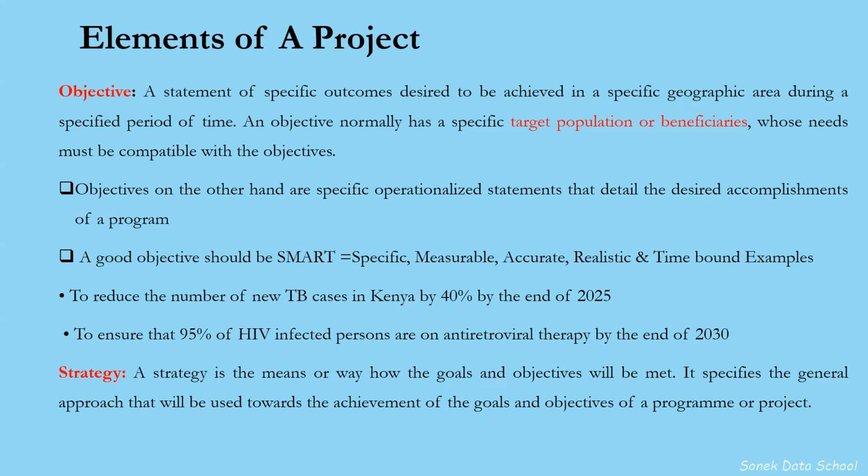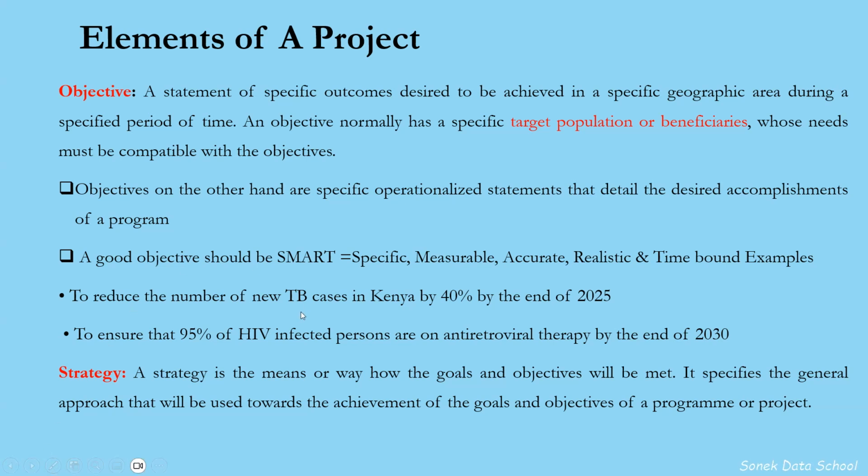Another one is to ensure that 95% of HIV infected persons are on antiretroviral therapy by the end of 2030. So again, you can see the specificity is infected persons on antiretroviral therapy, and then the time bound, then the measurement is 95%.